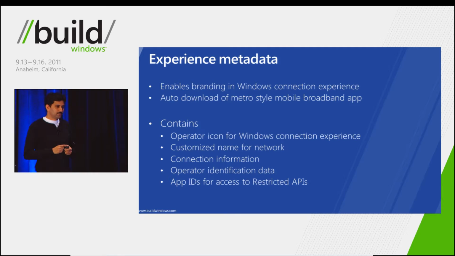We talked about identifying the operator. Windows will automatically identify the operator whenever mobile broadband hardware is detected. And this identification is done using the data that has been provided by you. Your IMSI ranges, your SIM-ICC ID ranges, or your MNC ICC code. We'll use that to determine the operator and associate metadata package for it.